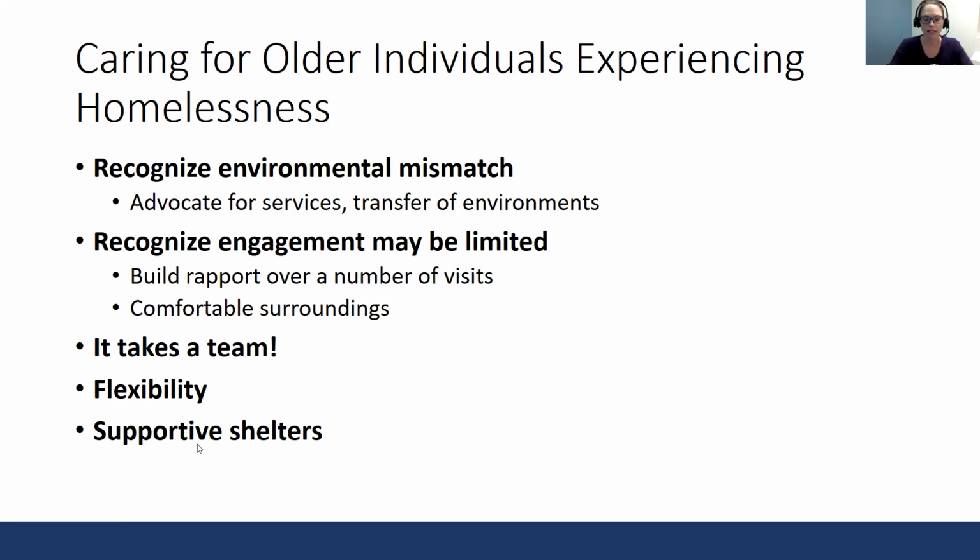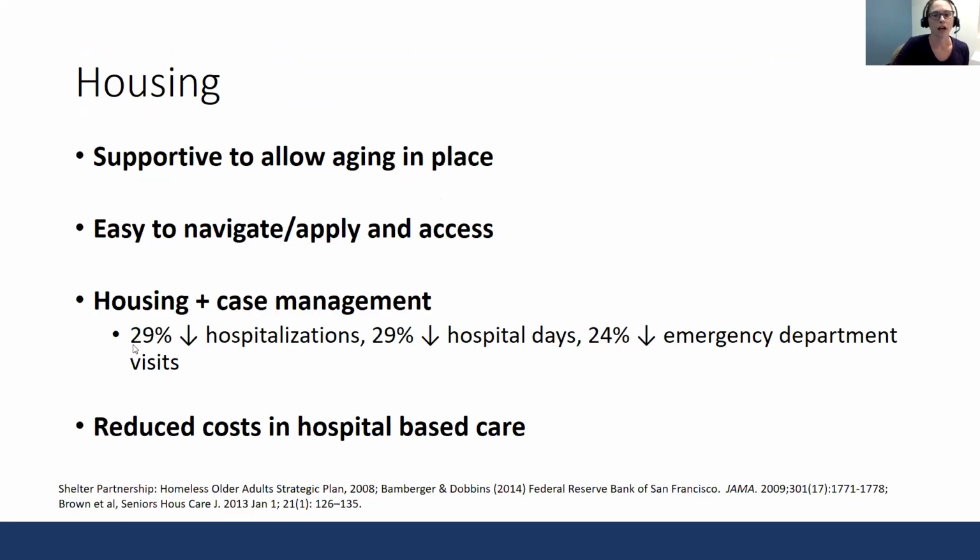And I will get to this, but advocating for supportive environments and supportive shelters, because even though Scarborough Village has not been studied, from what I have seen doing the chart reviews, there is a lot of stabilization that occurs in that supportive environment. Advocating for housing, supportive housing that allows aging in place, easy to navigate and apply. Data from the state suggests that housing and case management can reduce hospitalizations, reduce hospital days, reduce emergency department visits in this group, and also has reduced costs in hospital-based care.